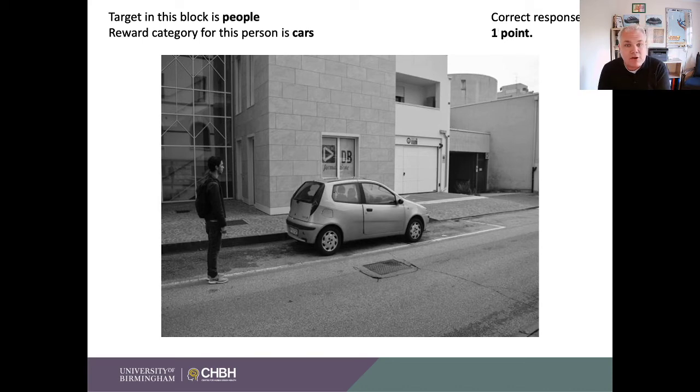That same scene could show up in another block where the participant was looking for people. So now the person in this scene is over on the left. He's facing the right. The correct response is therefore right, and you would only receive 1 point because this target category is not the reward associated category for this person.